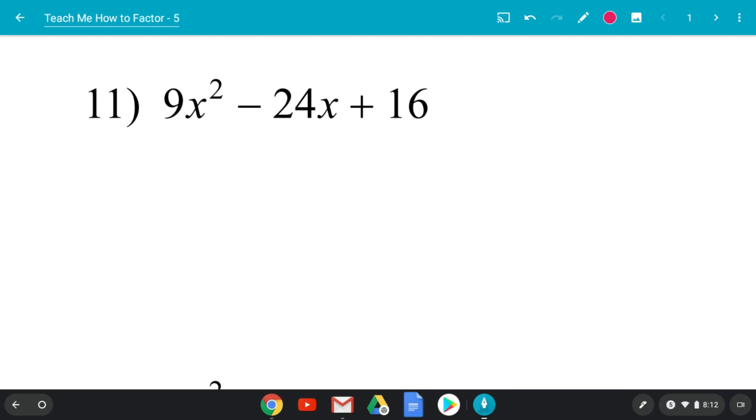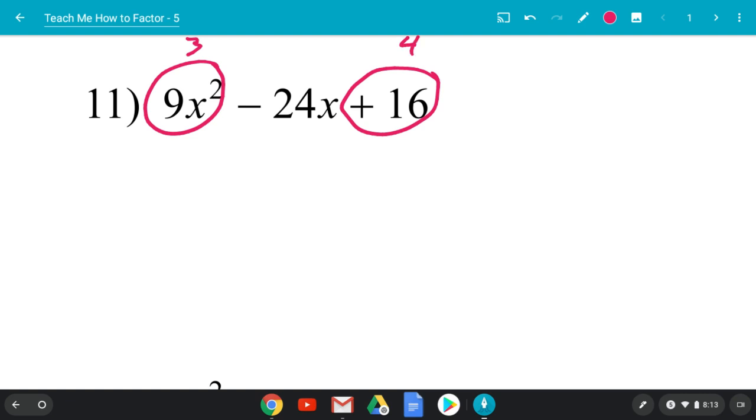Leo, what are you thinking? I want you to tell me what you're thinking. When you looked at it first, what were you thinking? First thought was, is it a perfect square trinomial? And when you thought that, what'd you do? Took the square root of 9, which is 3, and took the square root of 16, which is 4.